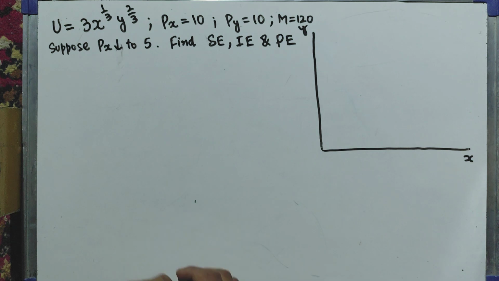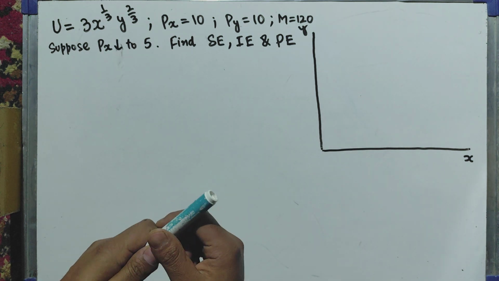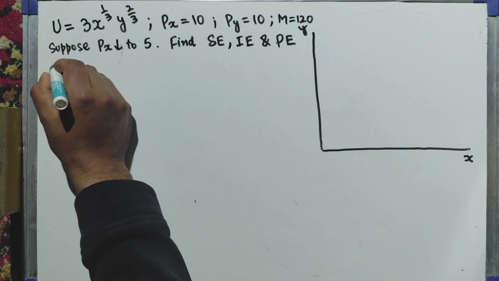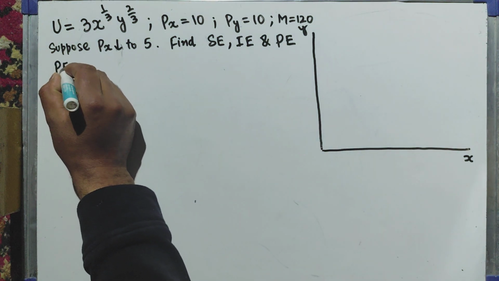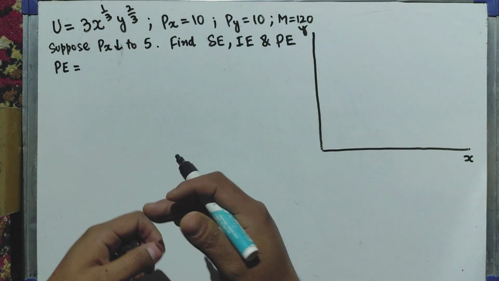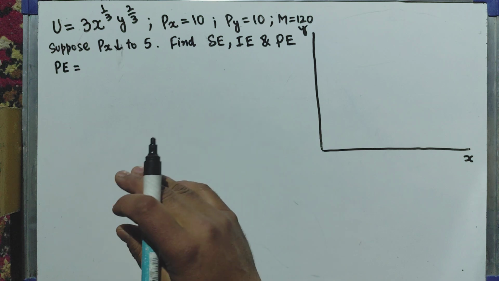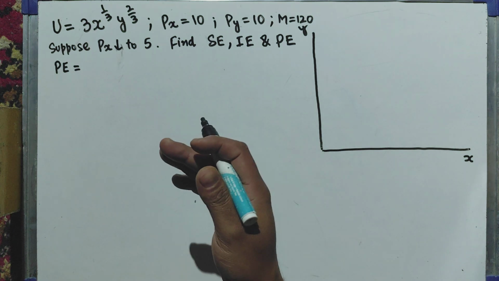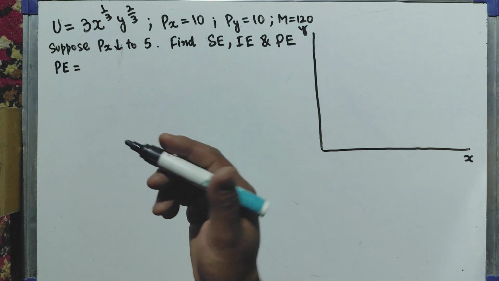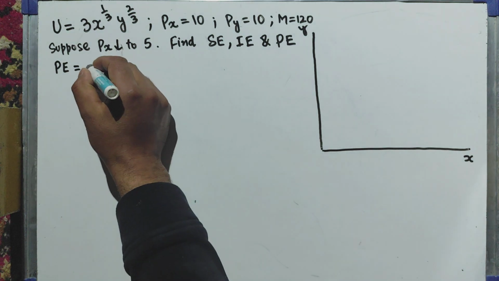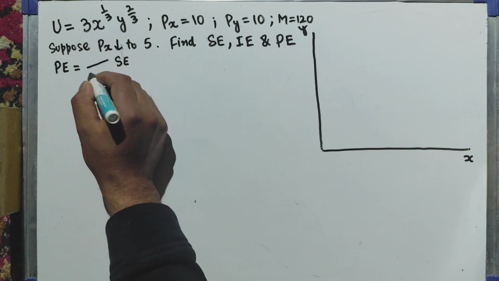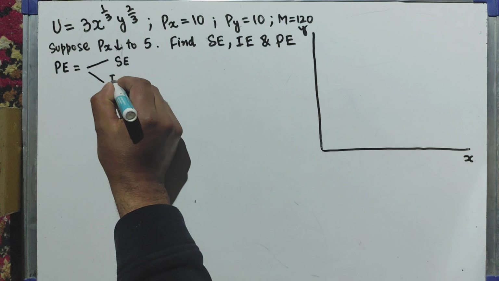So first, we should know what is meant by price effect. Price effect means how much quantity demanded of a good increases or decreases due to change in the price of that very good. Simple thing. Now this price effect has two components. One is the substitution effect, another what we call the income effect.